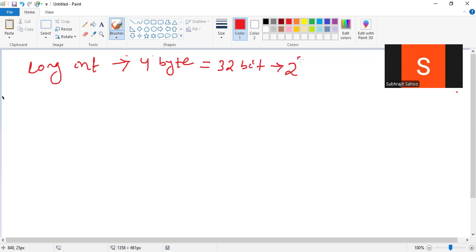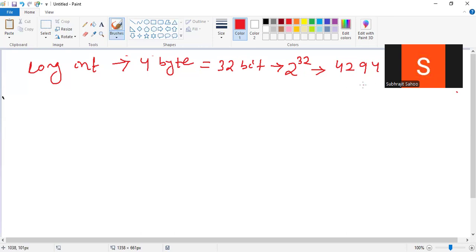So how much value can I store? 2 to the power 32 values I can store. What is the value of 2 to the power 32? It will come 4294967296 values I can store. Now, does 70,000 come under this range or not? Does 1 lakh come under this range or not? Does 2 lakh come under this range or not?